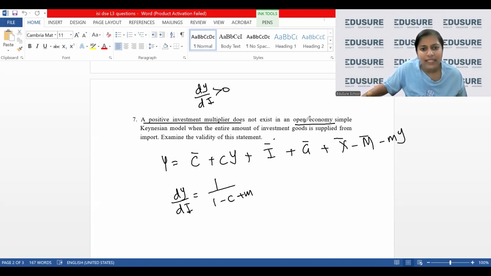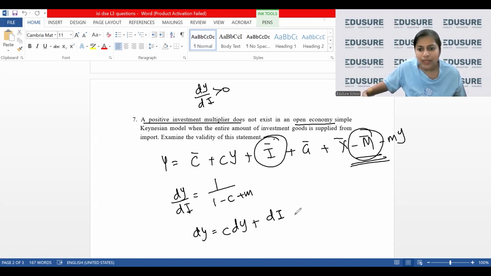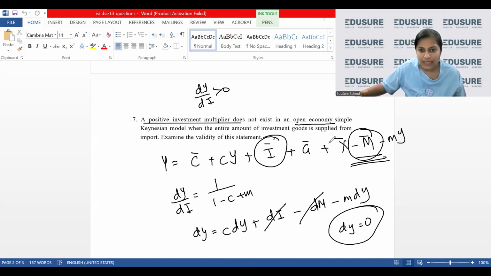Now they are saying that if the entire change in investment goods is being supplied through imports, then do we have a positive investment multiplier? Remember when we did total differential, in this case, if you put the entire investment goods as dm, then change in y is going to be equal to c dy plus di minus dm minus m dy, and then di and dm will get cancelled. So this would not make any sense. Okay, dy will just be 0. So that means di and dm are equal here.